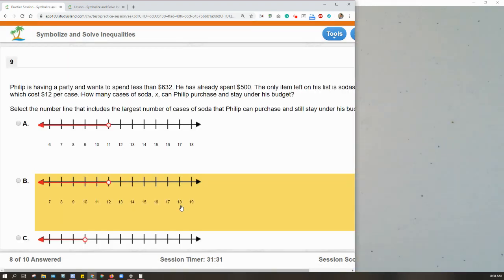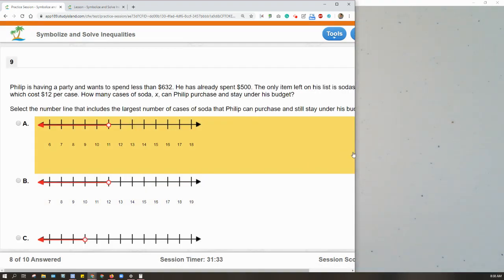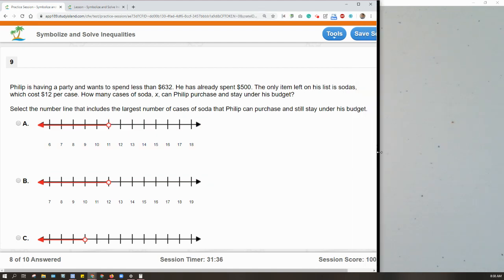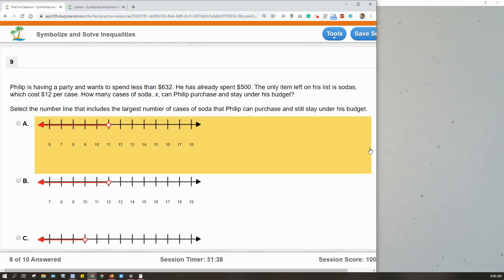Okay, moving right along. Philip is having a party and wants to spend less than $632. He's already spent $500. The only item left on his list is sodas, which cost $12 per case. How many cases of soda, X, can Philip purchase to stay under his budget? So we're going to go ahead and count the entire number of cases, X. We're going to multiply each of those by the cost per case, which is 12. And then at that point, we just subtract from the other dollar amount.